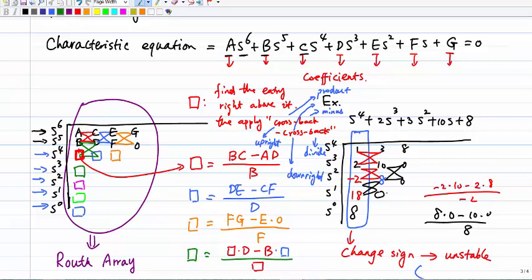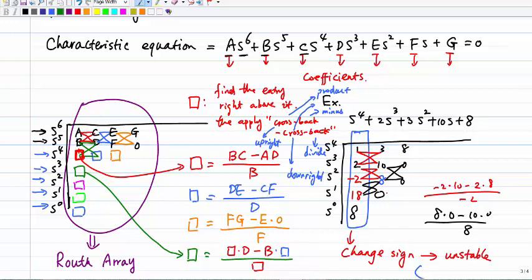For the fourth row, the S to the third, you can do the same principle. For this block right here, I just show you, we have computed this. You first find the one right above it, which is a red block. Then you cross D times D, minus, this back is minus, B cross B times this blue one, and divide by the red one. So you can follow the same principle to compute the rest.